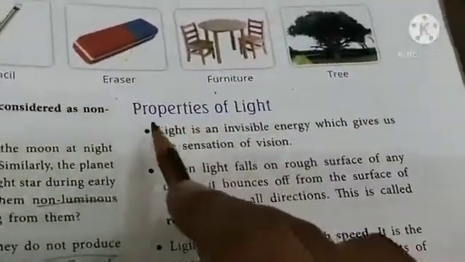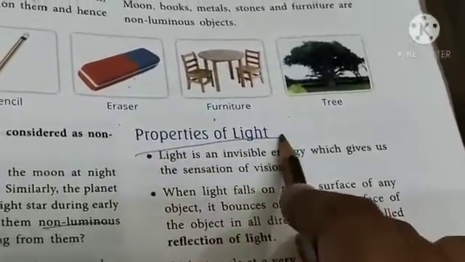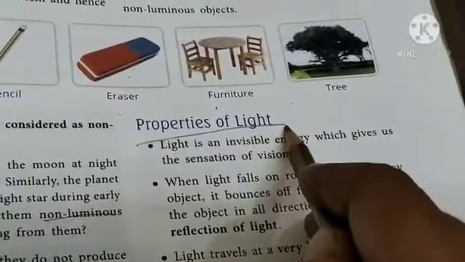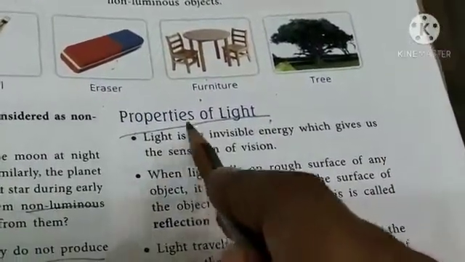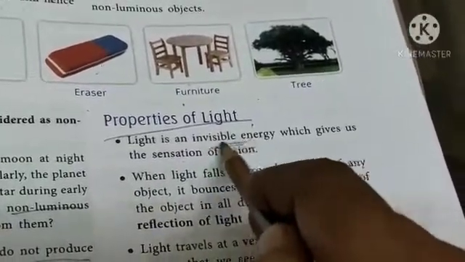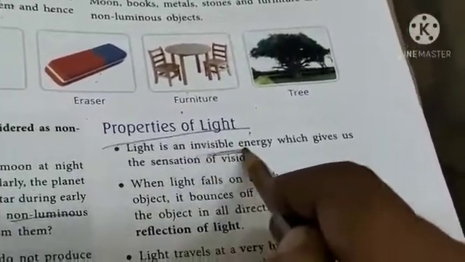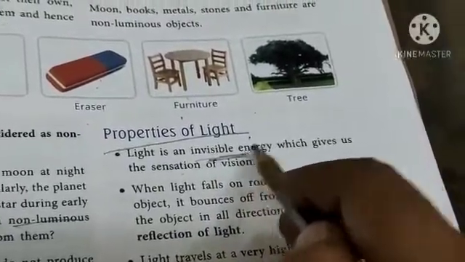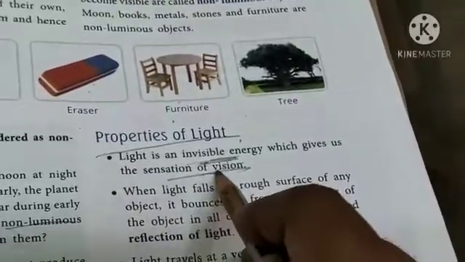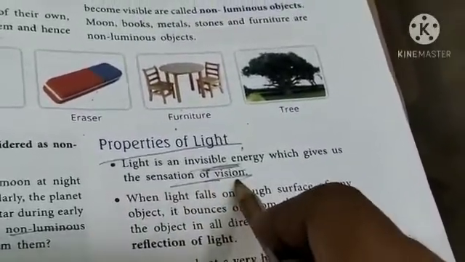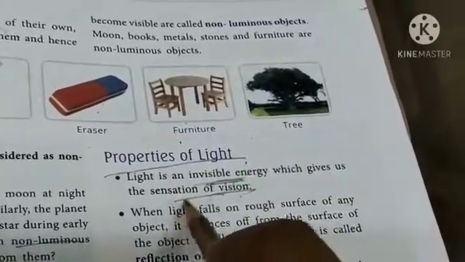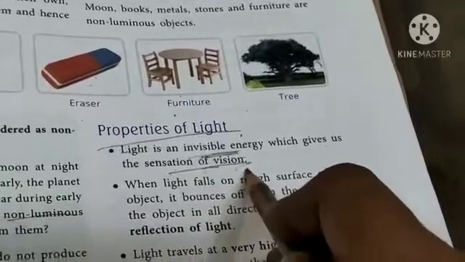Now let's learn about properties of light. Properties of light means the features of light. So the first thing is that light is an invisible energy. Invisible means we cannot see. We cannot see light, but it gives the sensation of vision. Sensation of vision means it makes us see. Light we cannot see, but it makes us see different things.